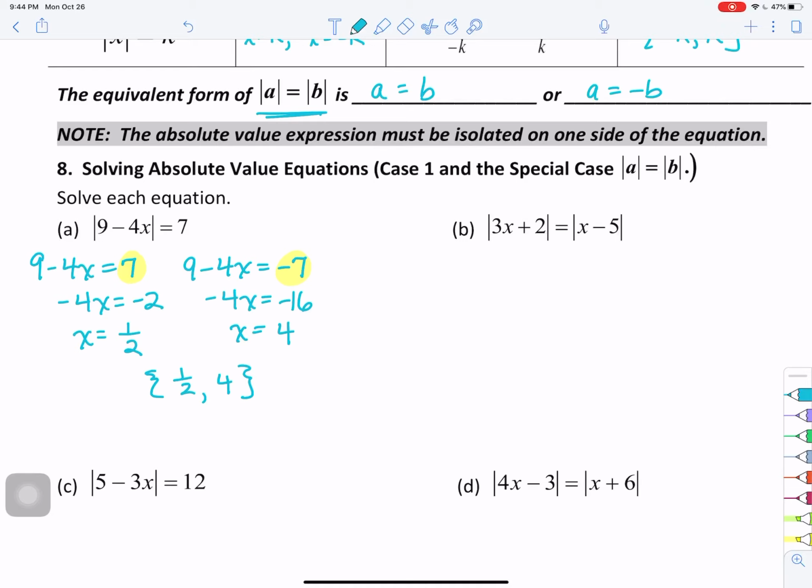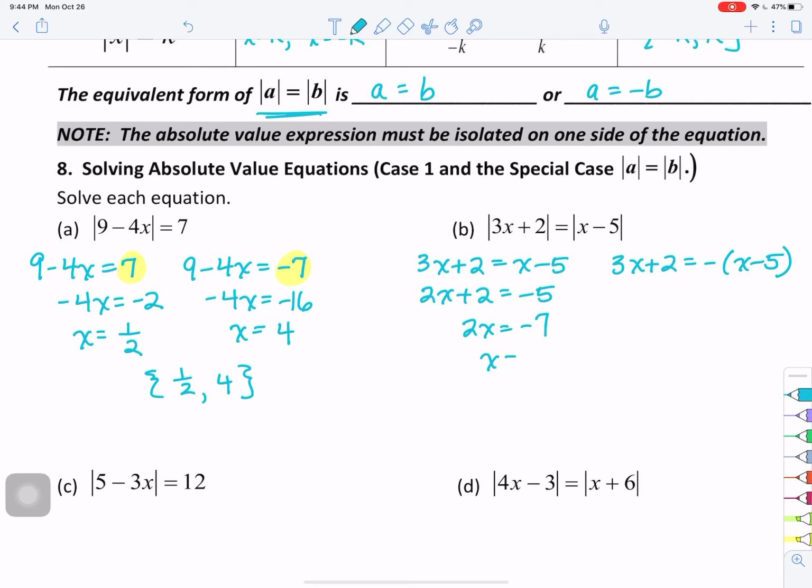Okay? Here's our case with absolute values on both sides. In order to take the absolute values off, we will solve 3x plus 2 equal to x minus 5. Now be careful here. 3x plus 2 equal to the opposite of x minus 5. The opposite of all of x minus 5. Okay? We'll have to distribute that negative. Let's solve this one first. I'm going to subtract x from both sides. 2x plus 2 equals a negative 5. Now I'll subtract 2 from both sides and divide both sides by a positive 2.